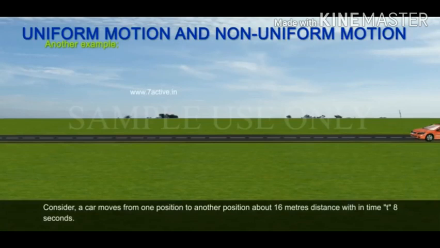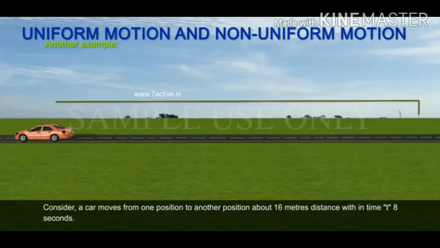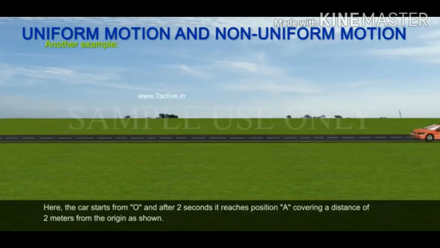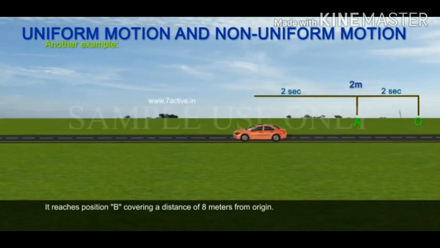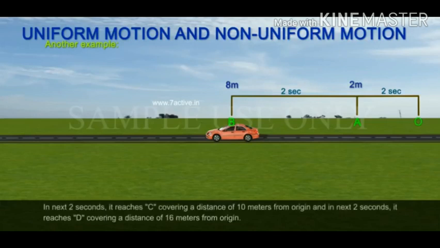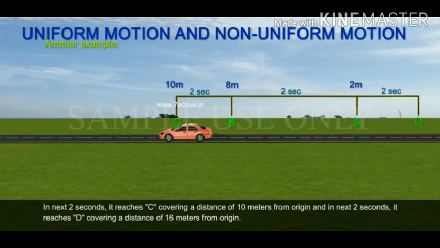Now the same example, when a car moves from one position to another position about 16 meters away, and the distance is covered by the car in 8 seconds. Here the car starts from point O and goes to point A in 2 seconds and covers a distance of 2 meters. And then from A to B the car covers a distance of 6 meters in 2 seconds. And then from B to C the car covers a distance of 2 meters in 2 seconds.